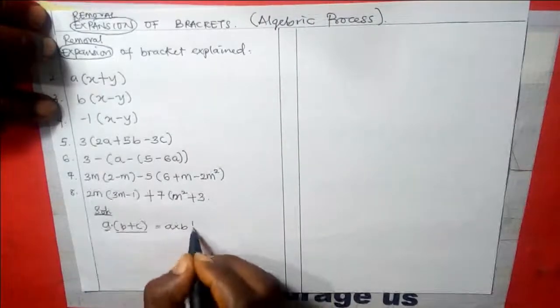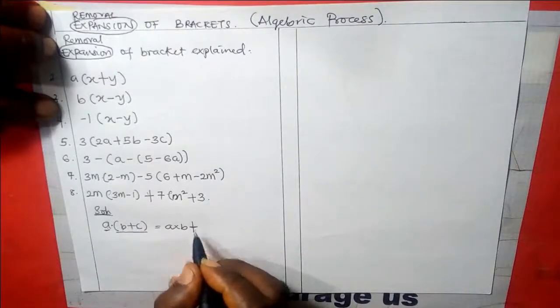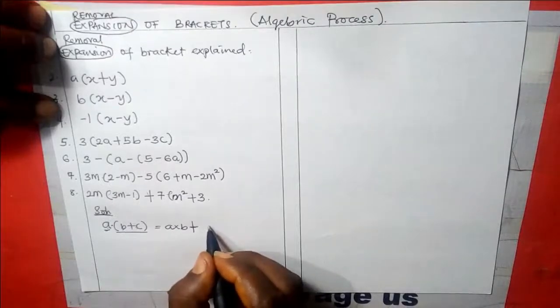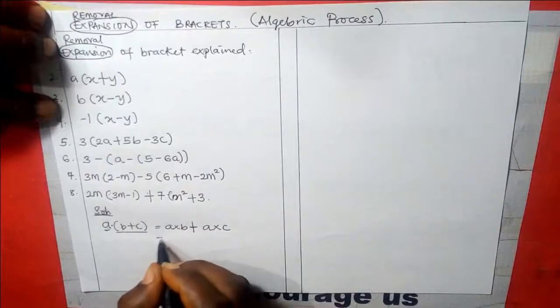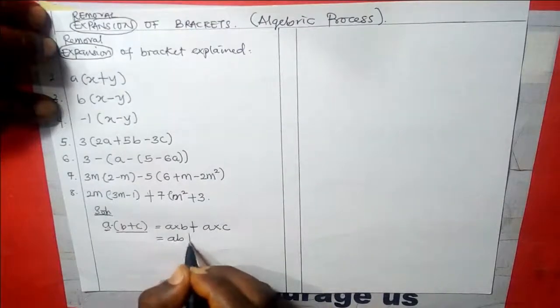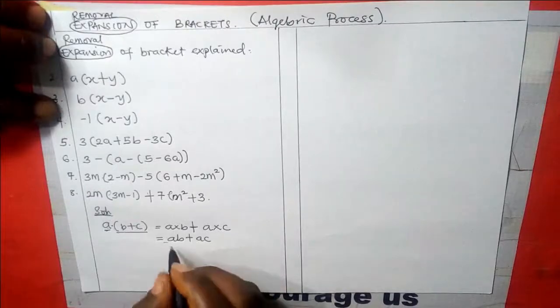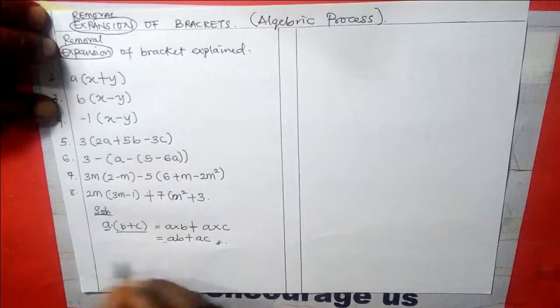Then this operation that we have here is plus. If the operation is minus, you will write this to be minus. Then it will also distribute to c, which becomes a times c. So when you add it together, you have ab plus ac. You can't add this together because they are not like terms. So this is the answer. We can check it to be sure that what we have written is correct.